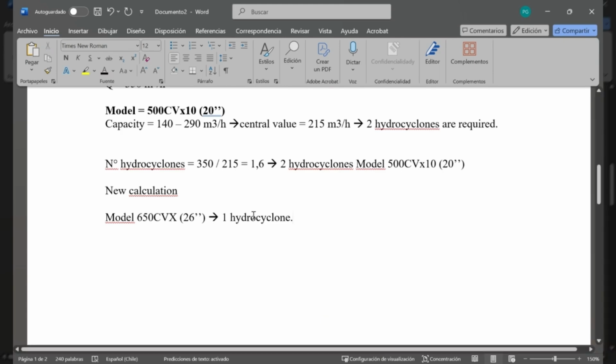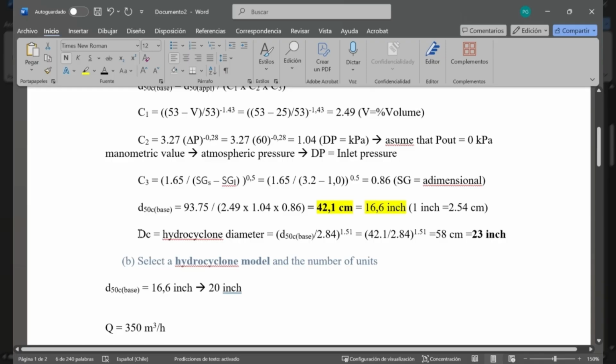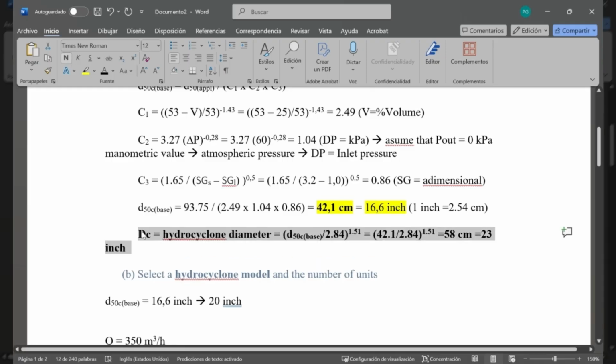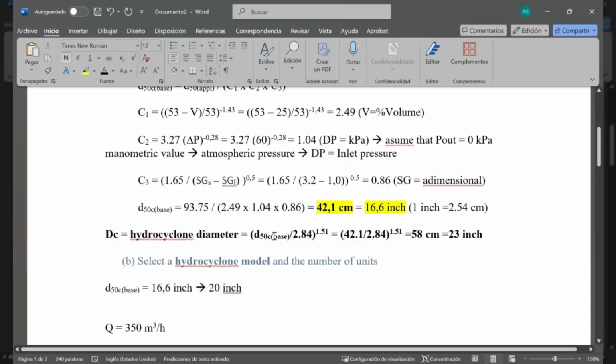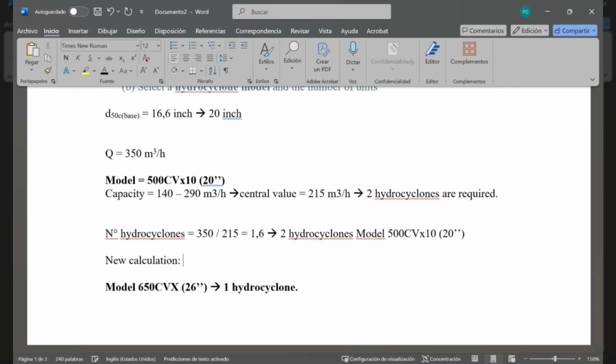Okay. So I hope we cleared that up. Just in summary, remember that there's a final formula here that you have to work through, and this is going to give you the final hydrocyclone diameter. So this is the one that you have to work with, okay? Just so we're clear on that.